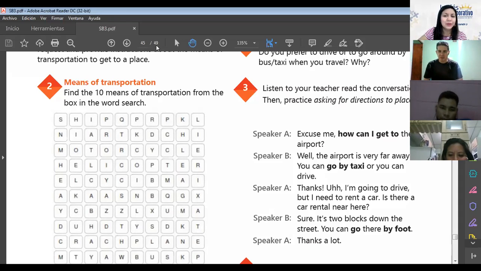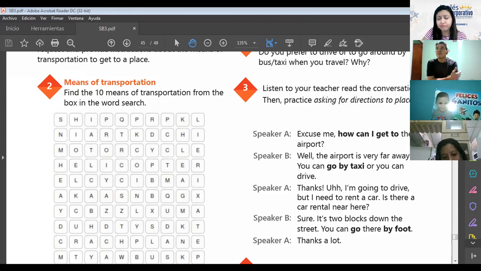So now, guys, you are going to practice this conversation. What is the difference between get and go? That's what we are going to study today. Well, when you ask for directions, you can use get or go. How can I go to the airport or how can I get to the airport? Yeah, it's almost the same meaning. You can almost use both. Don't understand.